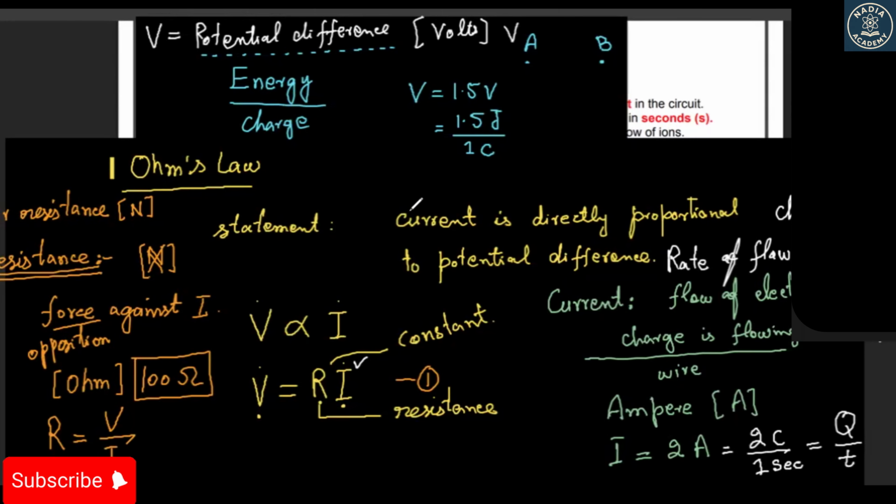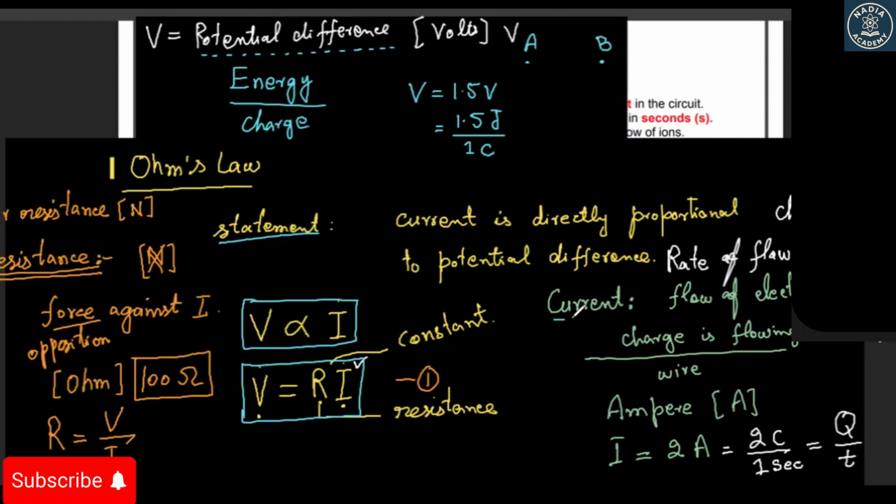So now, once again, Ohm's law. Ohm's law is that the current is directly proportional to the potential difference. If the exam question asks you to state Ohm's law, this is the best and most accurate statement. We write it mathematically as the potential difference directly proportional to the current, and then we convert the proportionality sign into equality. So we get the constant of proportionality, which is resistance R. So V is equal to IR.